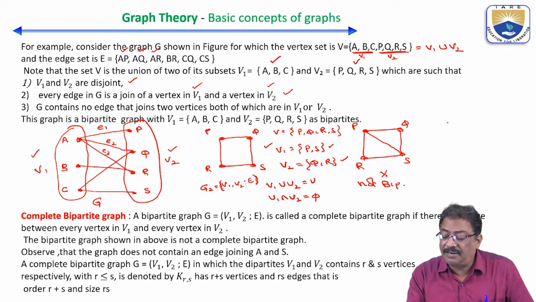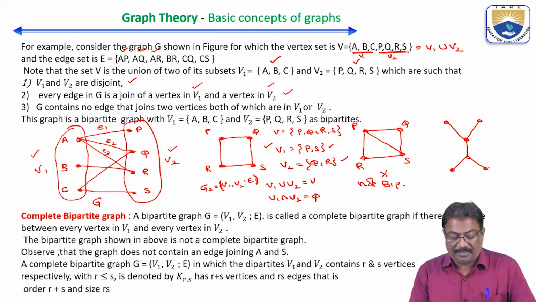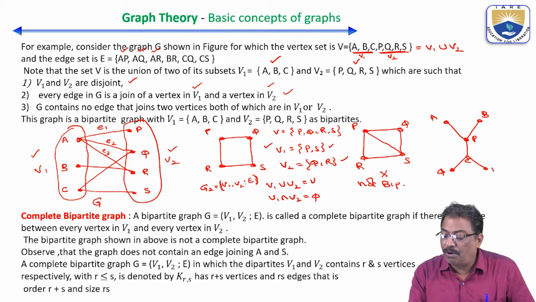Let us consider another problem. I am just considering a graph of this form, with vertices A, B, C, then P, Q, R.